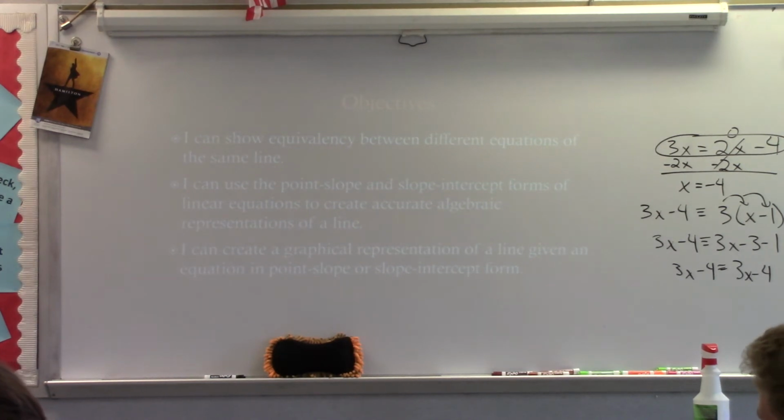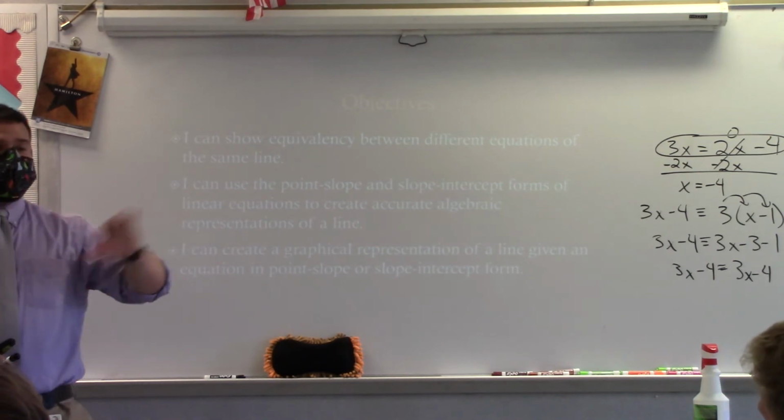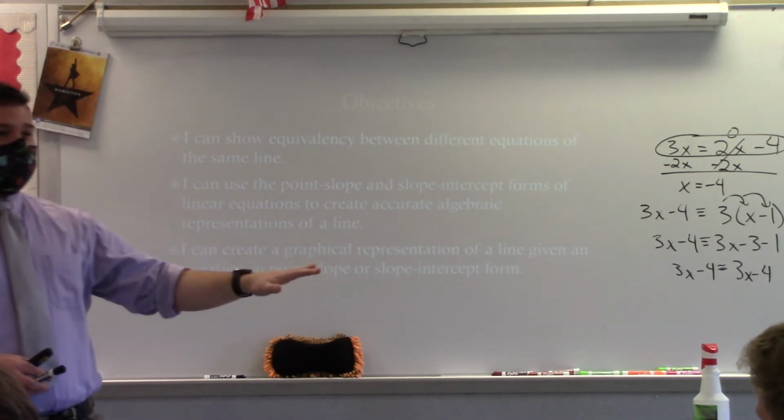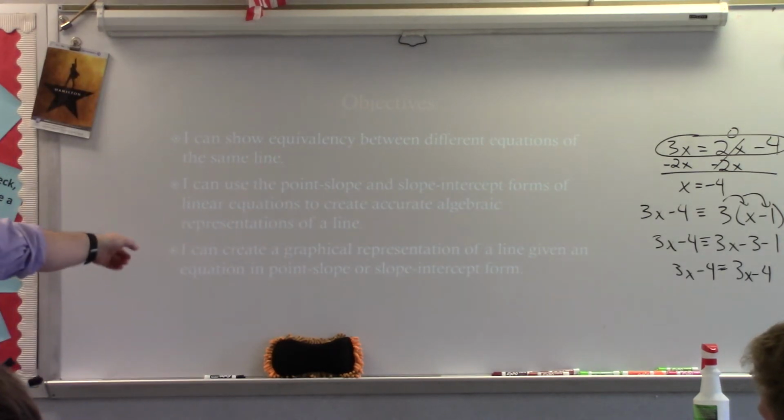Brady, can you read our second objective for us? I can use the point, slope, and slope-intercept forms of linear equations to create accurate algebraic representations of a line. Okay, so you've actually seen these equations before, point, slope, and slope-intercept. I have not actually used those terms yet in class because I wanted you to understand where they came from. You've been using them since last unit. You've heard those terms since you took Algebra 1. Now we're going to start to pair those two ideas together, and we're going to create algebraic representations.